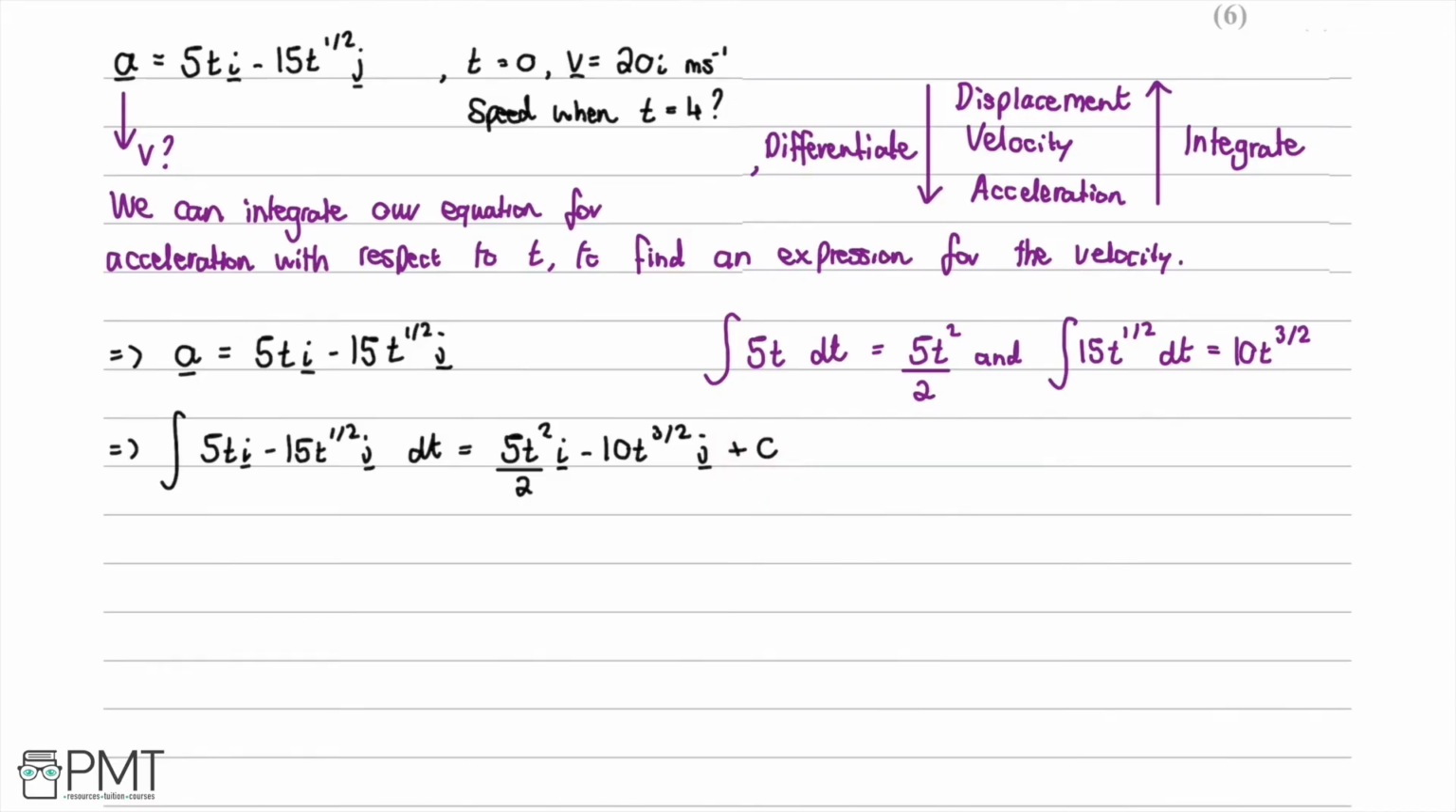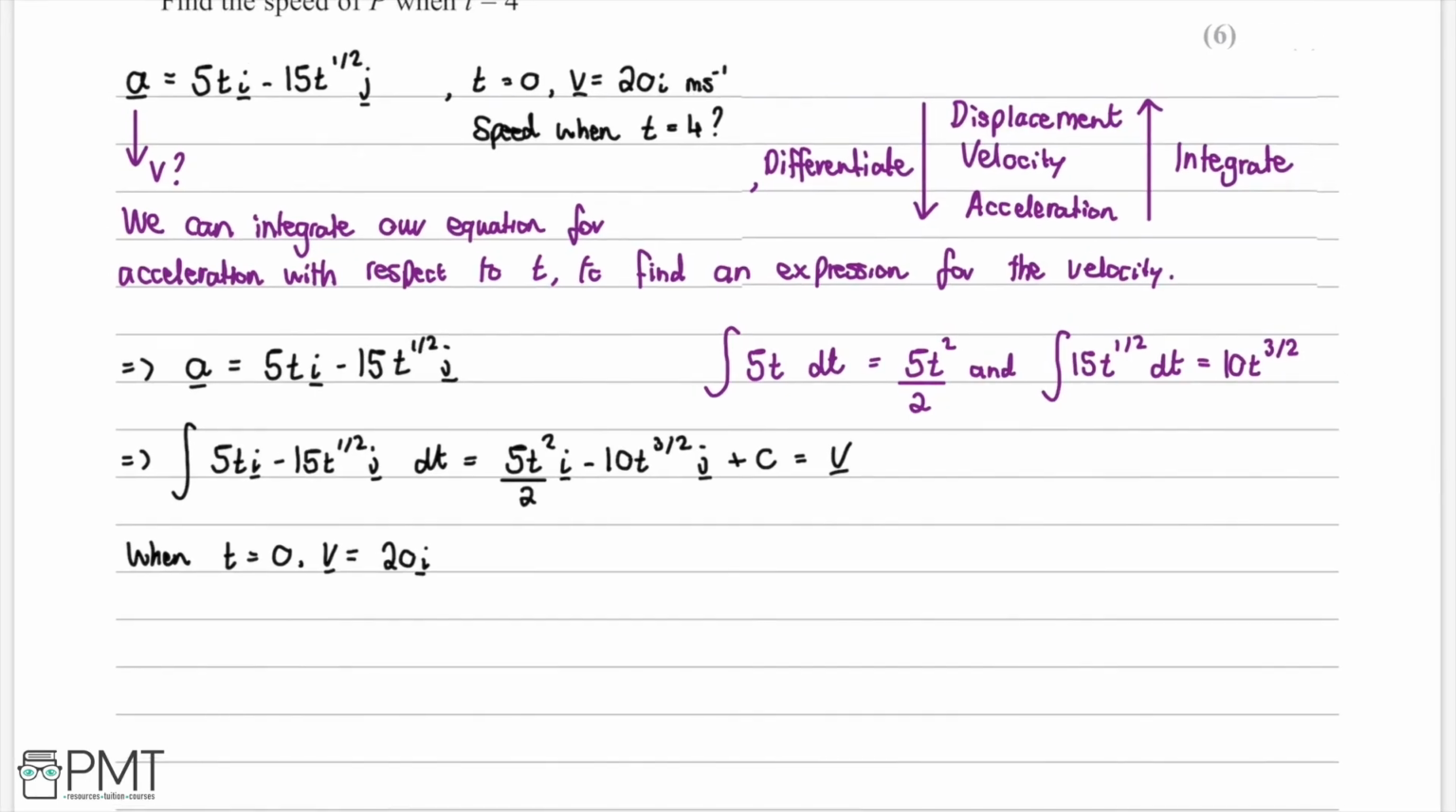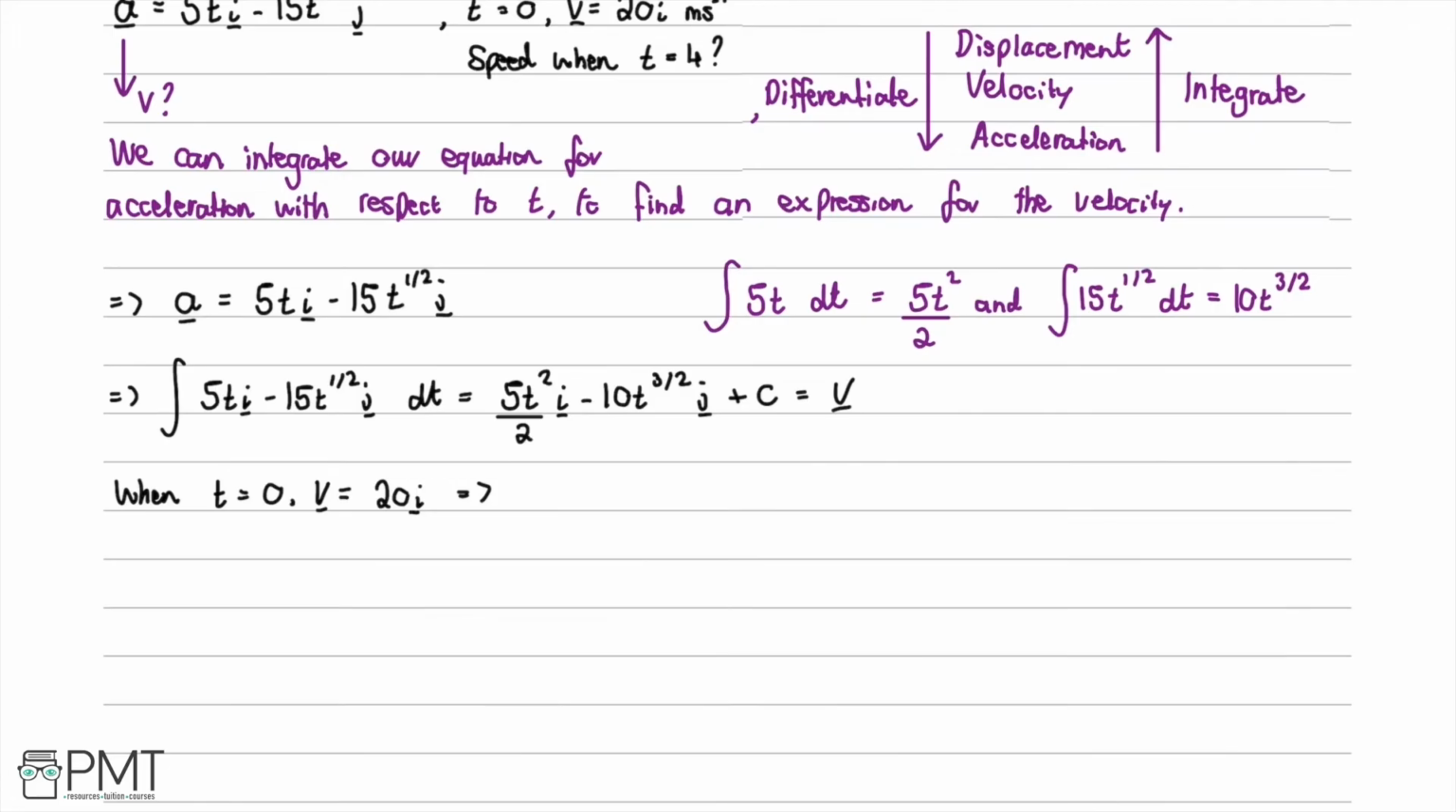So once we've added c, we know that this is our expression for velocity. But we're not there yet, so we now need to work out what c is. So we're told that when t is equal to 0, the velocity is equal to 20i. So therefore, we can substitute these values in, and we have that 5 lots of 0 squared over 2 in the i direction, minus 10 lots of 0 to the power of 3 over 2 in the j direction, plus c is going to be equal to, well, 20i.